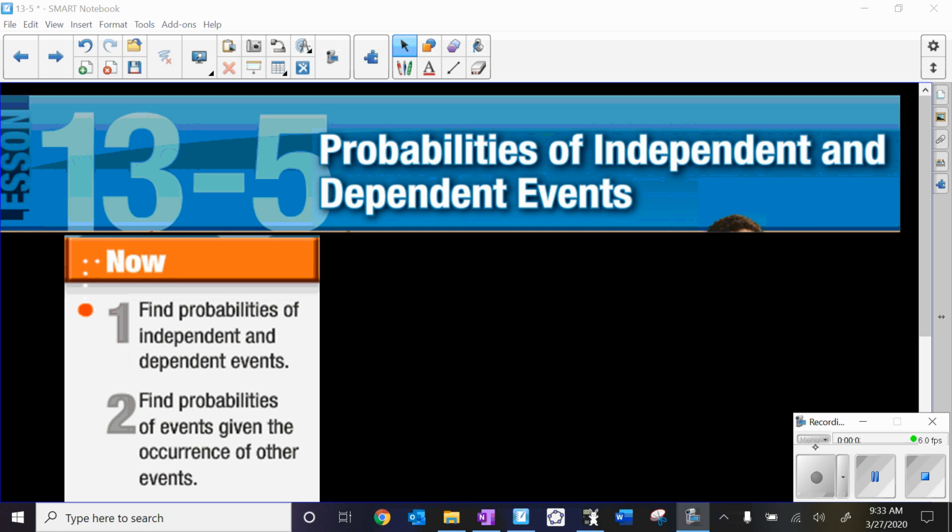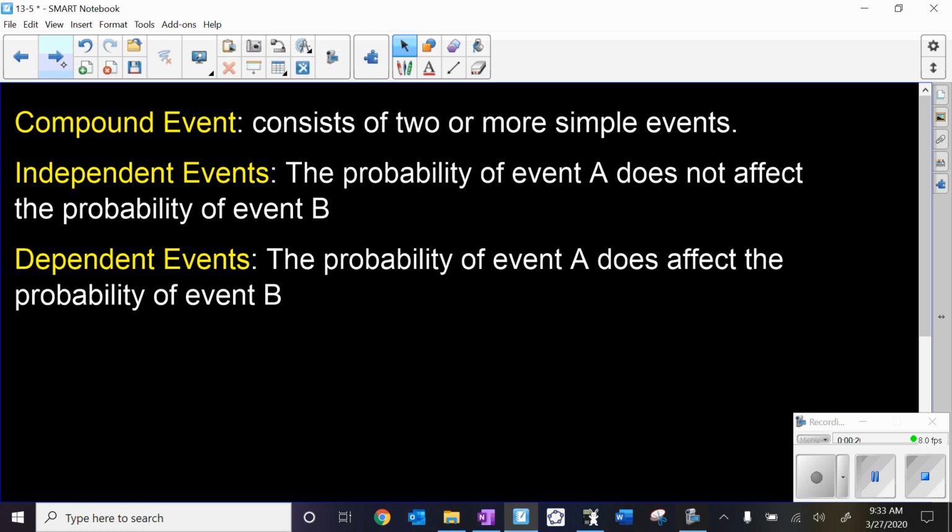Section 5 is on independent and dependent events. So we're going to have to know the difference between the two events, and then we'll find probabilities that deal with independent, and then we'll also deal with probabilities that are dependent and conditional at the same time. So first things first, what are independent and dependent events?